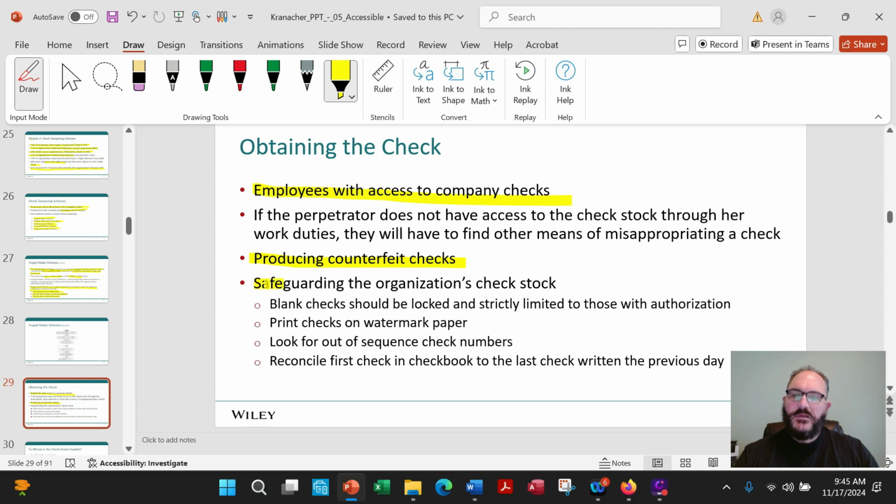And again, safeguarding the checks, the organization's check stock. By the way, this used to be a big thing. Now more and more companies are using ACH, but back in the day, I can tell you when I was in business, company checks, there were 3 checks up on a sheet. People used to have thousands of these at the business location.